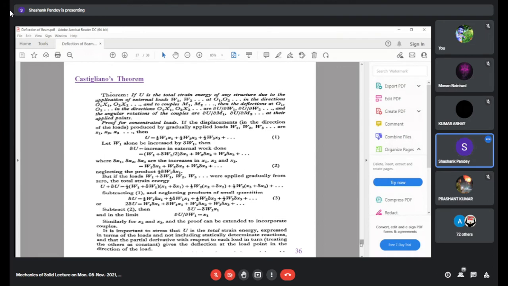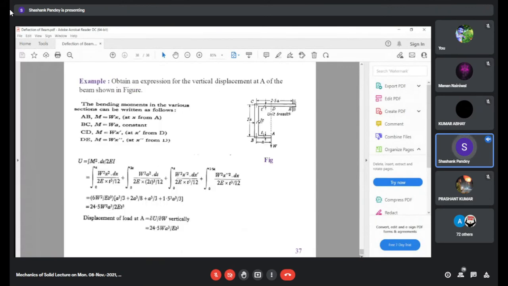So that the partial derivative with respect to each load in turn gives the deflection at the load in the direction of the load. So here we see that we have done the partial differentiation of strain energy with respect to the corresponding load. We will straight away get the deflection value. But we have to be cautious while applying this approach. So let us solve one example of how this approach is applied to complicated structures.